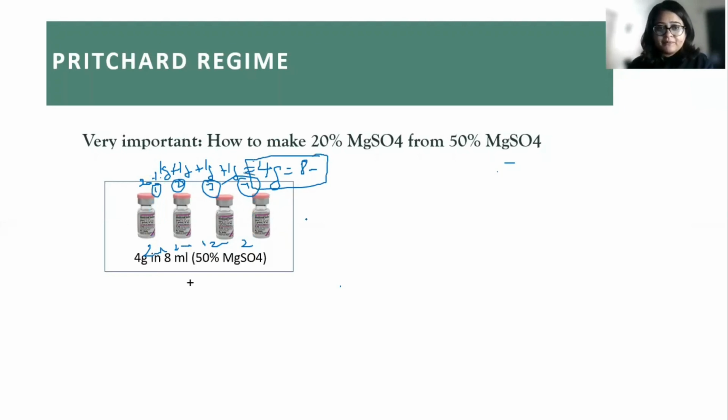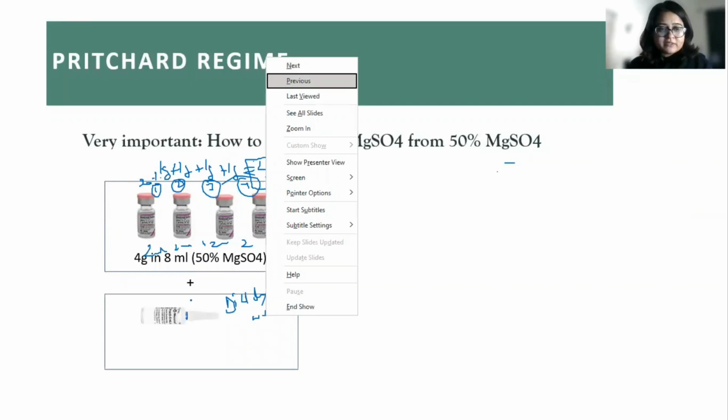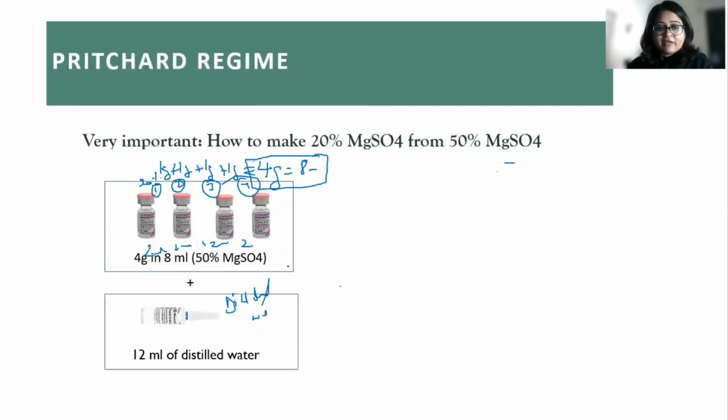So what do we do now? We dilute it with distilled water. Okay, we dilute it with distilled water. How much distilled water? We dilute it with 12 ml of distilled water. So now we have a 20 ml solution, right? 8 ml plus 12 ml. We have a 20 ml solution containing 4 grams of magnesium sulfate.